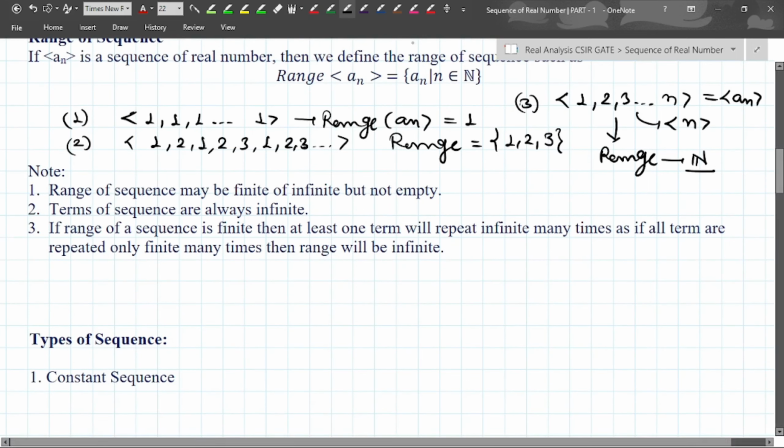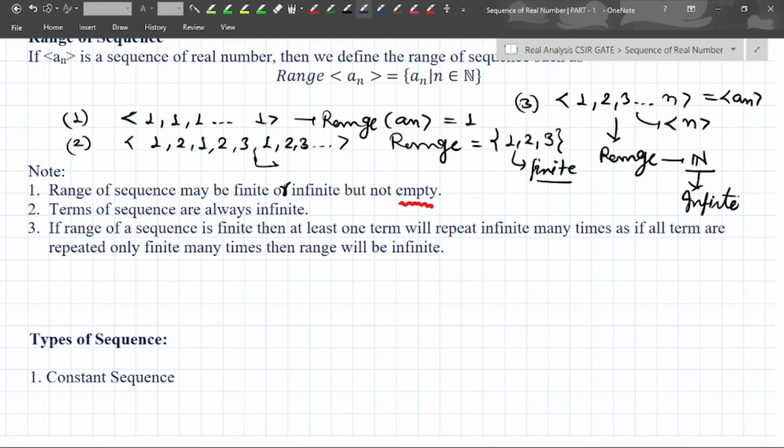Now next, what are some note points on this? The range of a sequence may be finite or infinite. For example, you can see this one is finite, we have an example, and this one is infinite, we have already discussed. Similarly, the terms of a sequence are always infinite. The range is finite or infinite, but not empty. See this, but not empty. This one is important. And the terms of a sequence are infinite.